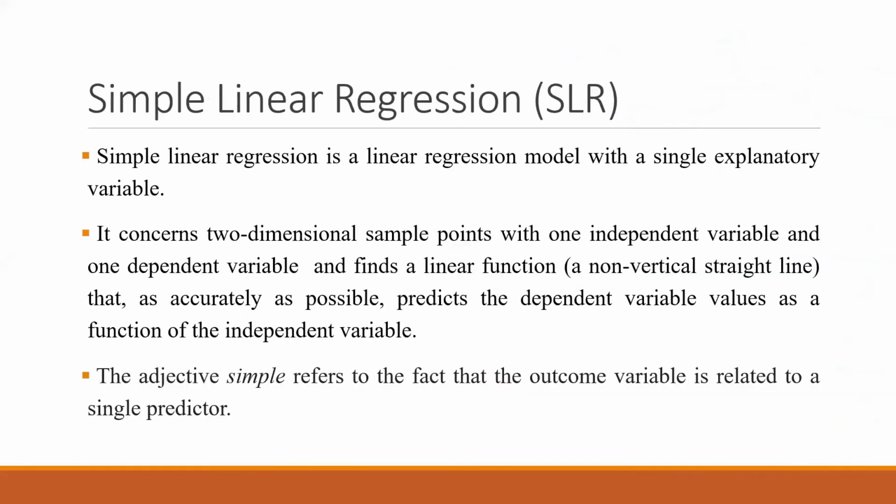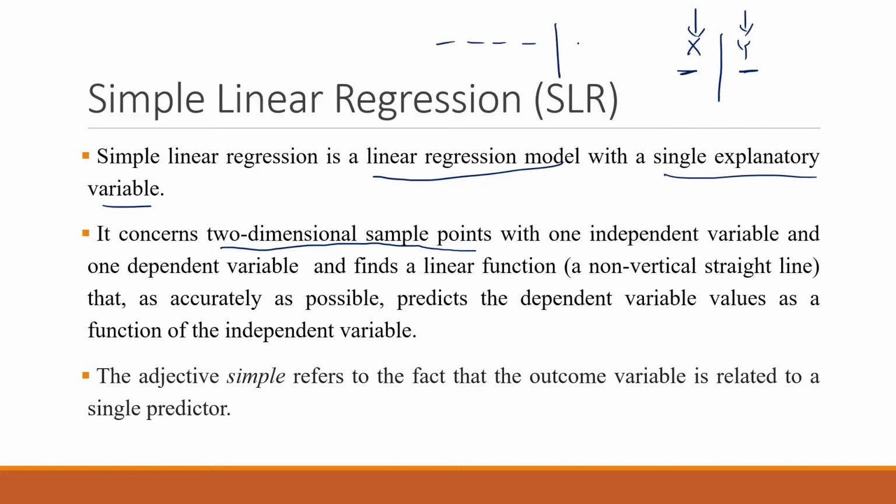So this is a problem, and you want to solve it with simple linear regression. So simple linear regression, what does this mean? It is a linear regression model with a single explanatory variable. So what does this mean? It concerns two-dimensional sample points with one independent variable and one dependent variable. So in this, only two things are there. One is the x variable, one is the y variable. Based on only one value, you are going to give one output, rather than multiple inputs as earlier.